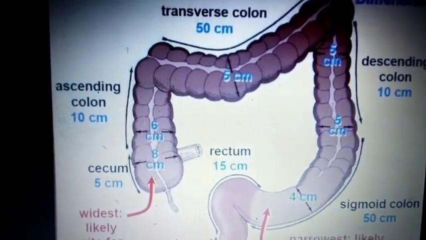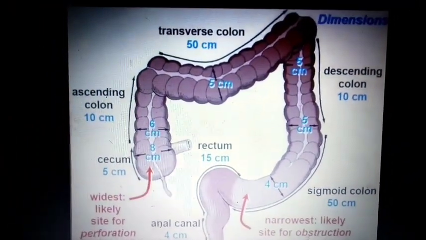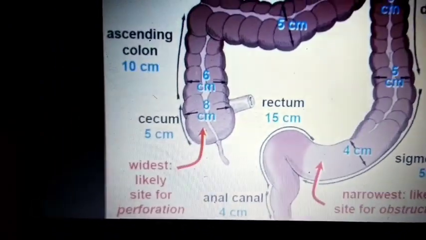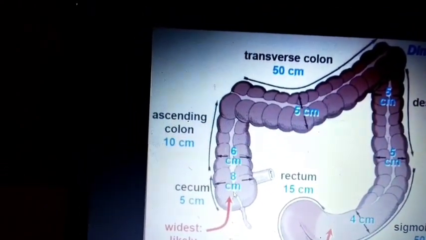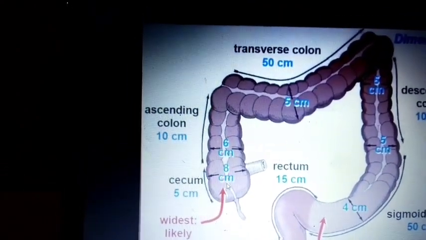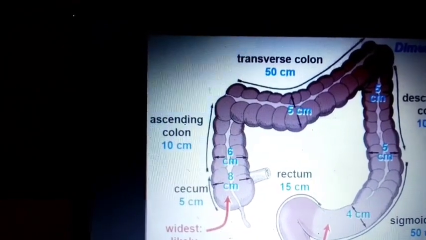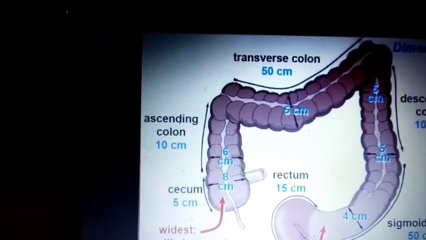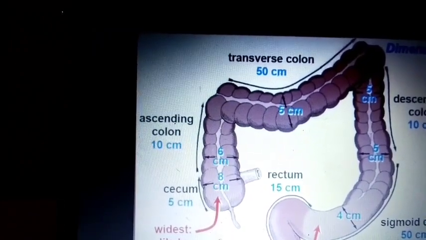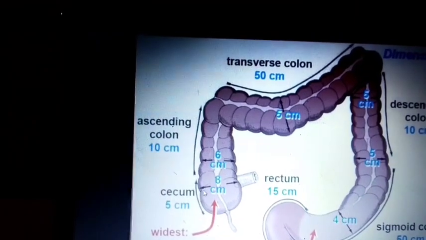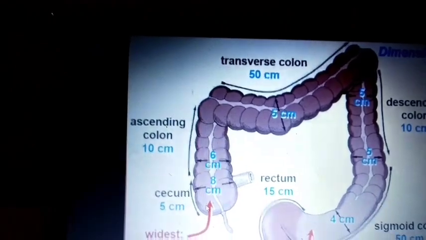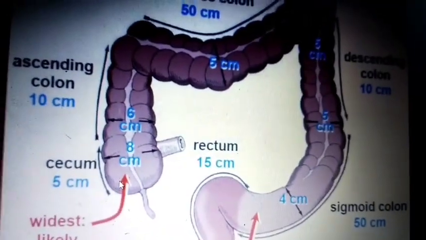Okay, in this you can see the diameters and length of each part of the intestine. Cecum, it is 5 centimeter in length and 8 centimeter in width. It is the only one part of the intestine like this. It has more breadth than the length.